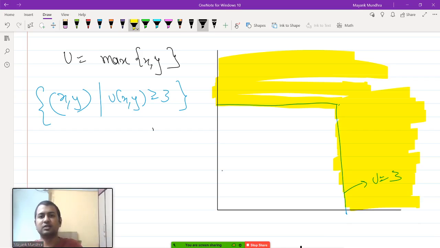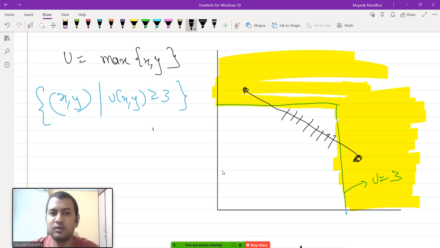So this set is not going to be convex because the definition of a convex set is if I connect any two points in the set, I should get the entire line segment inside the set. But here you see this part of the line segment is outside the yellow region. So this set is not convex.